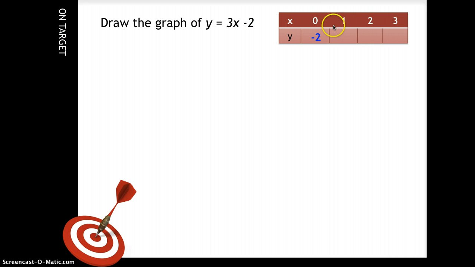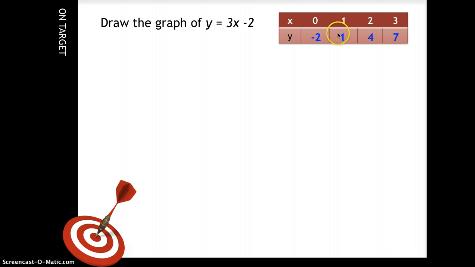Let's replace x by 1. So 3 times 1 is 3 minus 2, and then you have 1. On the next one, let's replace x by 2. 3 times 2 is 6 minus 2, so your y is 4. And for the last pair, let's replace x by 3. So 3 times 3 is 9 minus 2, you will have 7.